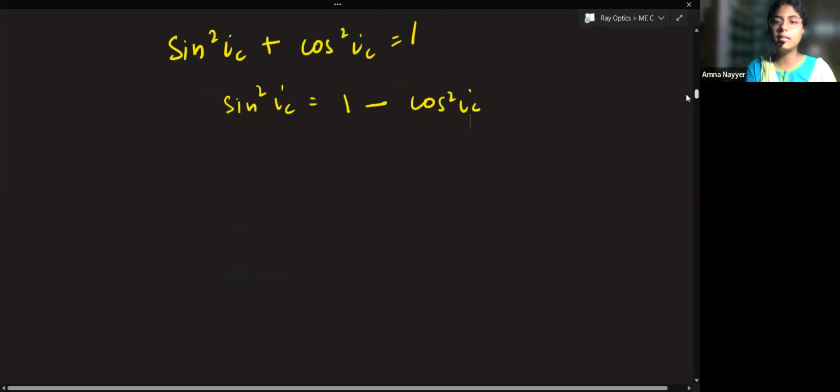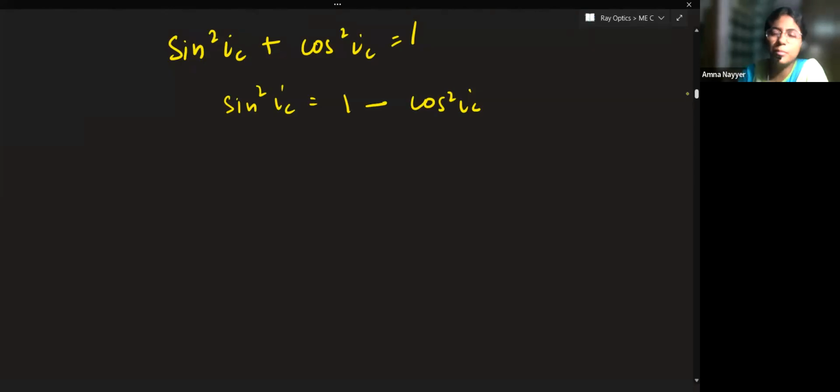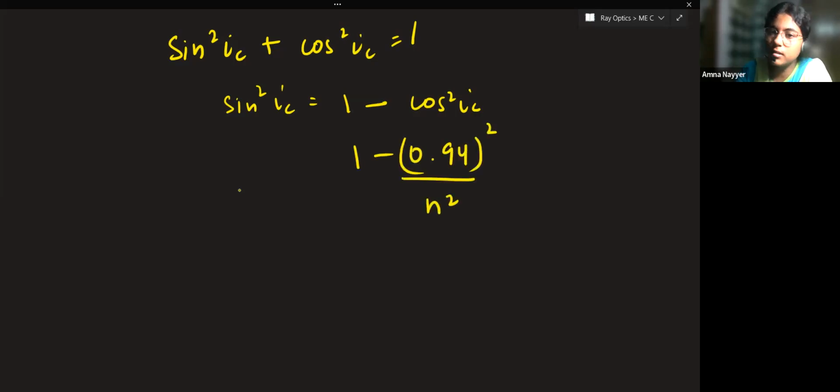0.9397 by n, or let me write it as 0.94. In the exam, if you have time, you can write it precisely, but I'm writing it as 0.94 only. So 0.94 whole square by n square. This was the value of cos square IC. Cos IC we had, so cos square IC will definitely be this, sine square IC.